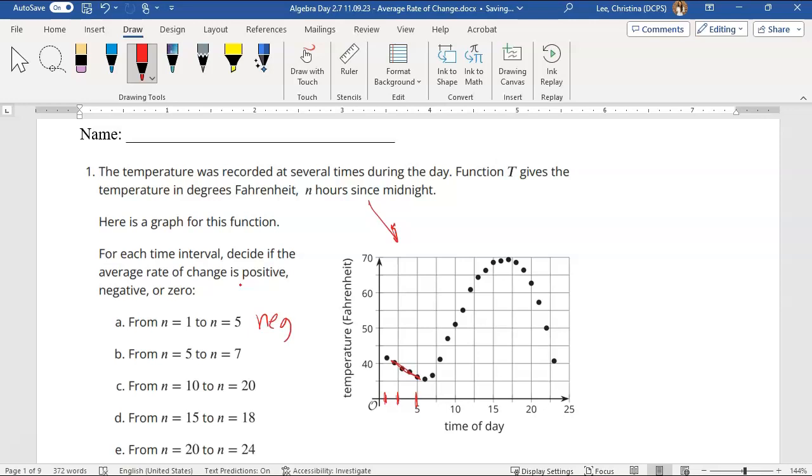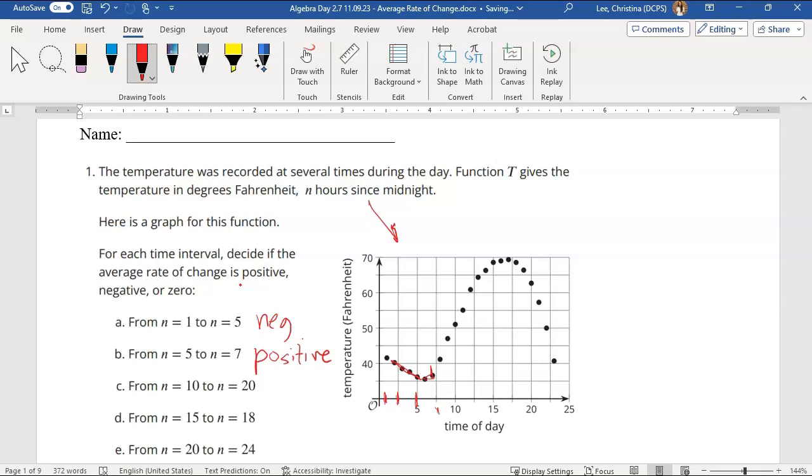From n5 to n7, so that would be from there to, let's see, this is about 7.5, so 7 would be here. So from n5 to n7, although it goes down a little bit, it does come back up significantly, so this is going to be overall slightly positive, right? Just a little bit. If they were even, then it would be zero, no net change.